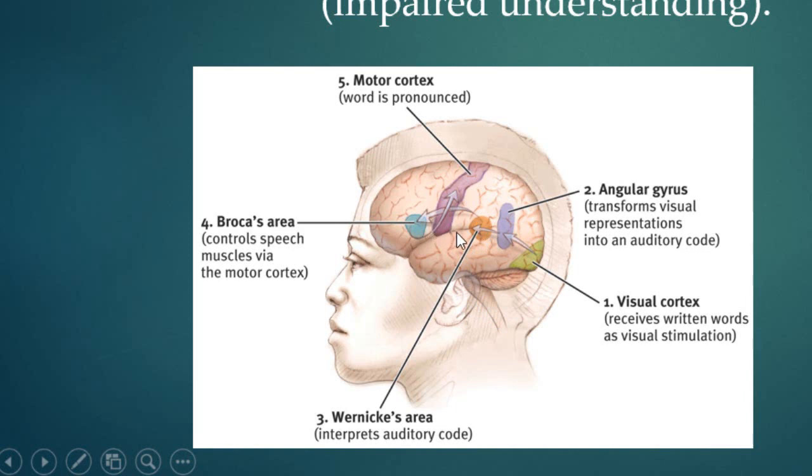Now, Wernicke's area is this area right here, and in Wernicke's area, this helps you interpret auditory code. So you're understanding what you're hearing, you're understanding what you're trying to say.